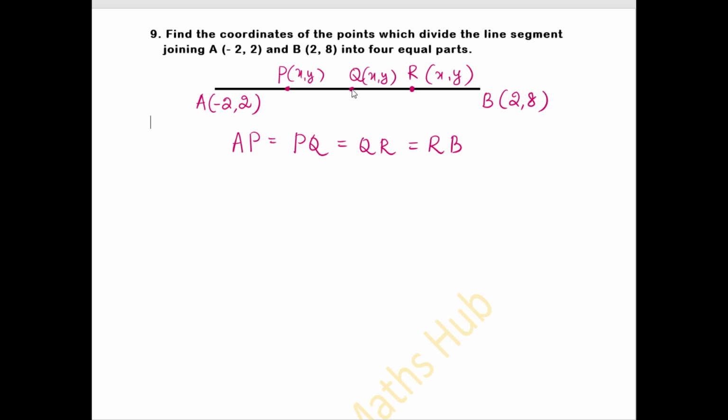And the point Q is the midpoint of A and B, so the ratio will be 1:1, that is, 2 equal parts to 2 equal parts, which is equal to 1:1. Then R divides the line segment AB in the ratio 3 equal parts, 1, 2, 3, to 1 equal part. Therefore the ratio will be 3:1.